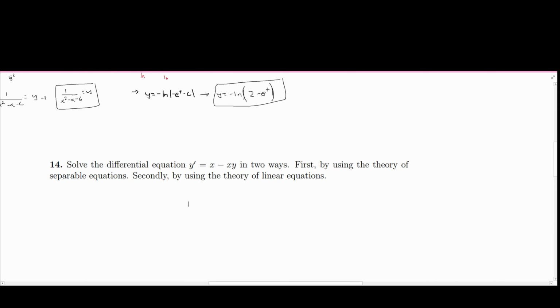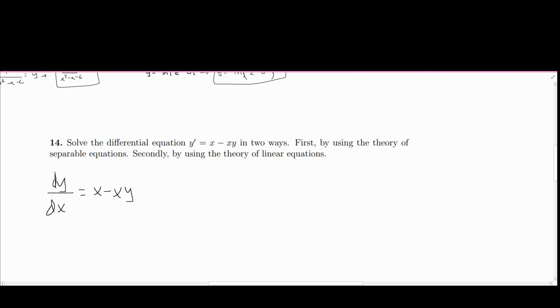For 14, we're asked to solve the differential equation y prime equals x minus xy in two ways. First, by using the theory of separable equations. Secondly, by using the theory of linear equations. We're going to solve the first part. After we have expanded the y prime, we can separate our equation. Factoring out the x from the x minus xy, we get x times 1 minus y. We're just going to bring this 1 minus y over here under the dy, and then integrate.